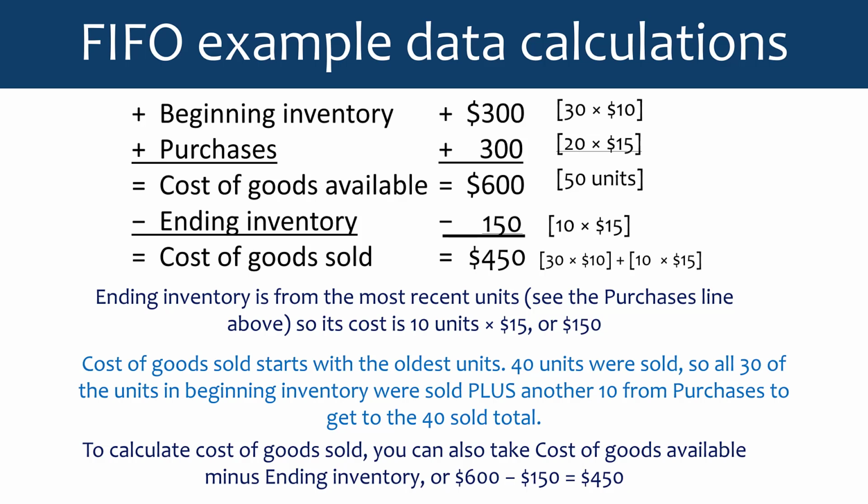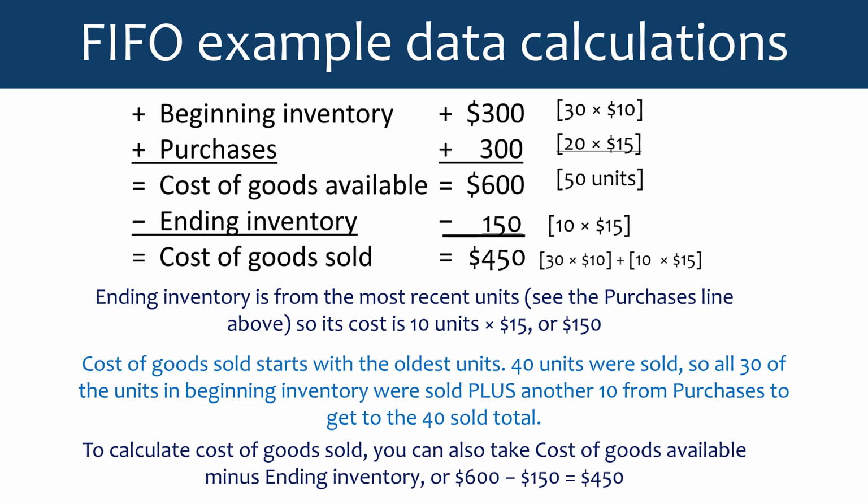Now to calculate cost of goods sold. Cost of goods sold starts with the oldest units. 40 units were sold, so all 30 of the units in beginning inventory were sold, plus another 10 from purchases to get the 40 sold total. We will take 30 units from beginning inventory at $10 and add 10 units from purchases at $15 to get our total cost of goods sold of $450.